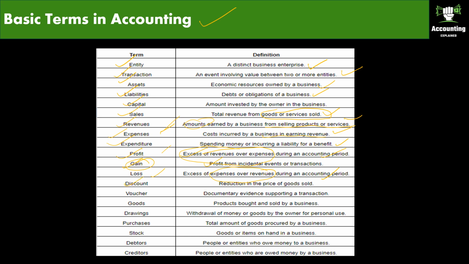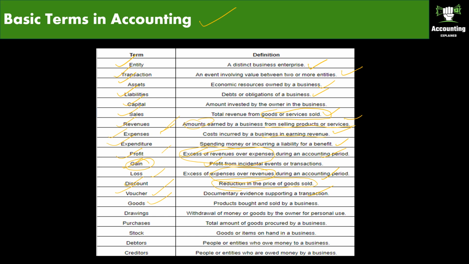Discount, reduction in the price of goods sold. When you give a discount to the customers, there is some reduction in the price of the goods sold. Voucher, documentary evidence supporting a transaction. There is a transaction you have made, you have paid to the customer. For that, you will write something on a paper that is called a voucher regarding the transaction.